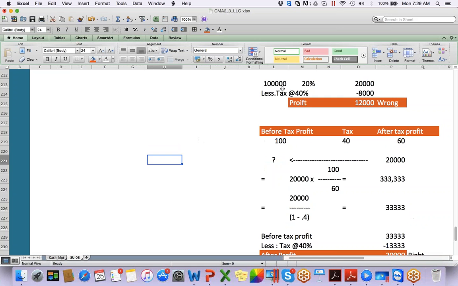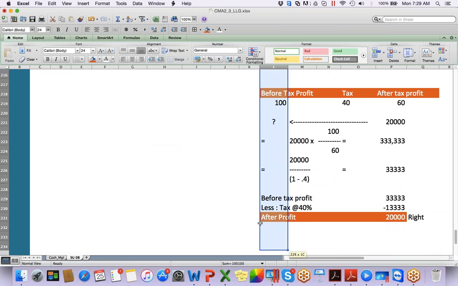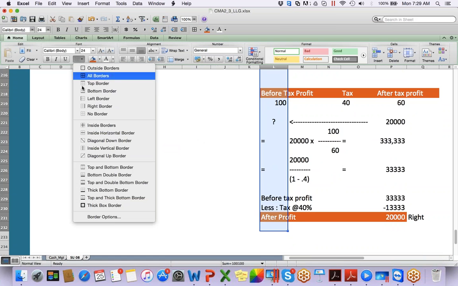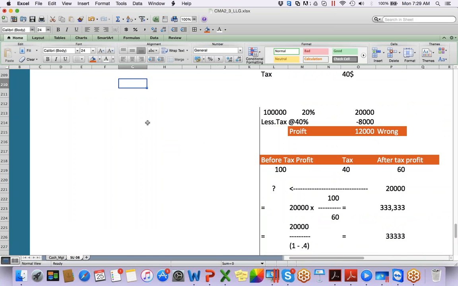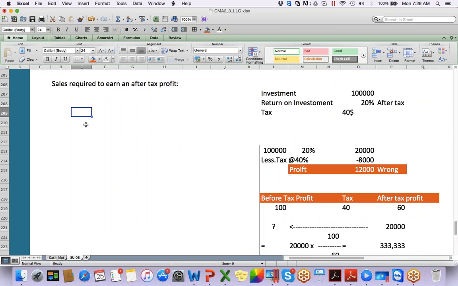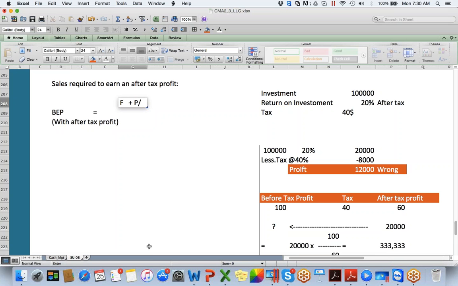Now I will establish the formula. Here, let us find out the formula and prove it. Now, the formula is break-even point with after tax profit. After tax profit equals to fixed cost plus profit divided by 1 minus T.